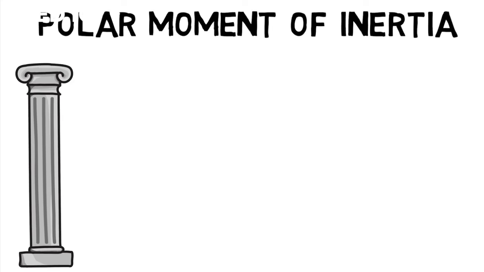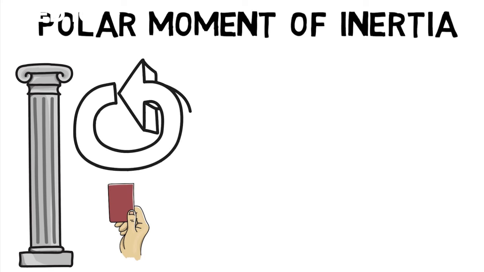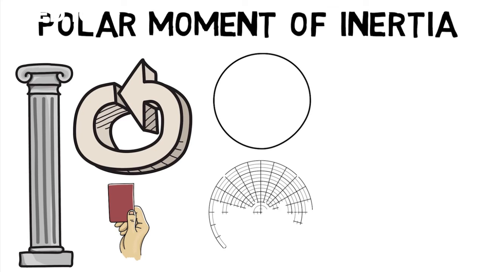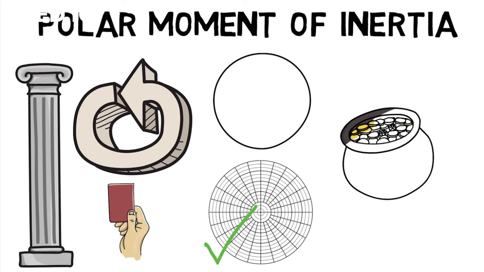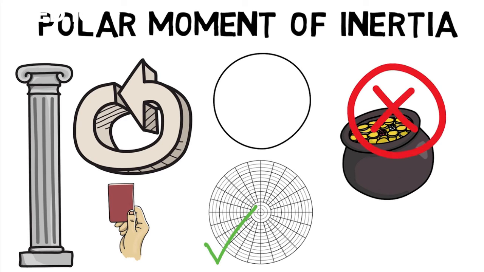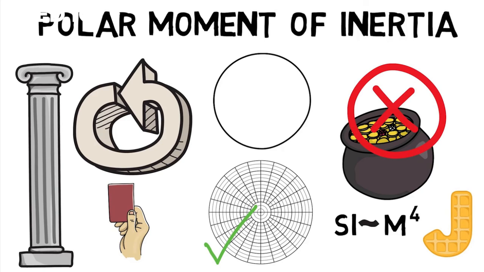Third and final type is the polar moment of inertia, which is a shaft or beam's resistance to being distorted by torsion as a function of its shape. The rigidity comes from the object's cross-sectional area only and does not depend on its material composition. The SI unit for polar moment of inertia, like the area moment of inertia, is meters to the fourth power and is denoted by J.